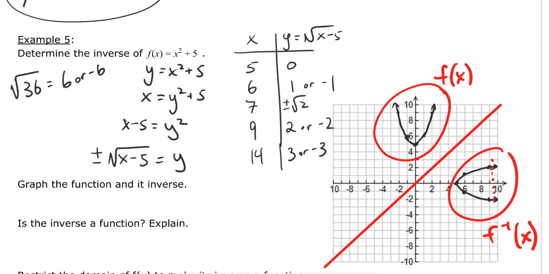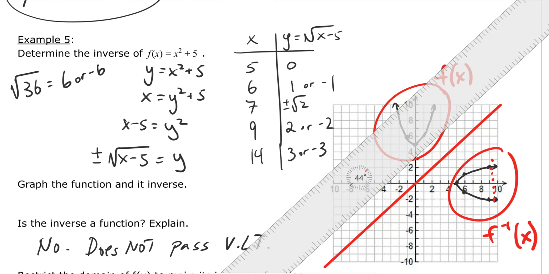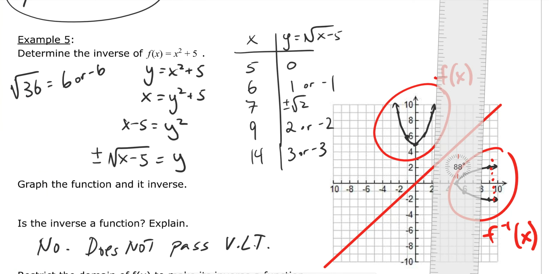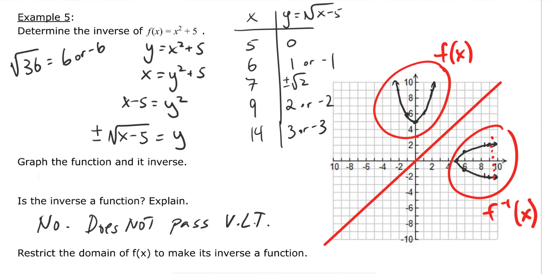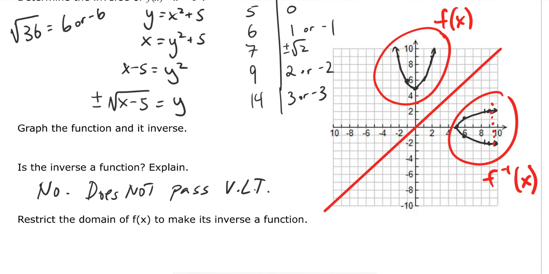So is the inverse a function? No. Why? It does not pass the vertical line test. So think of the vertical line test. Use a straight ruler, a vertical ruler. Does it hit 2 points? It does. One there, one there. Not a function. So what would you do to make it a function? Well, if I did not have this bottom portion, it would now be a function.